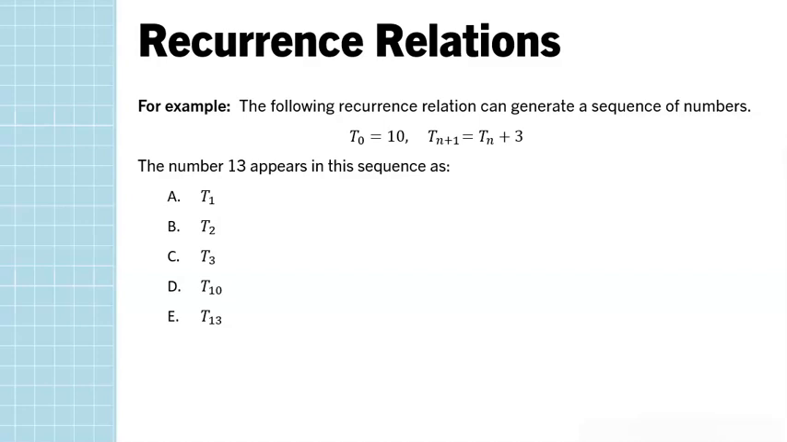The following recursion relation can generate a sequence of numbers. T0 is 10, T(n+1) equals Tn plus 3.